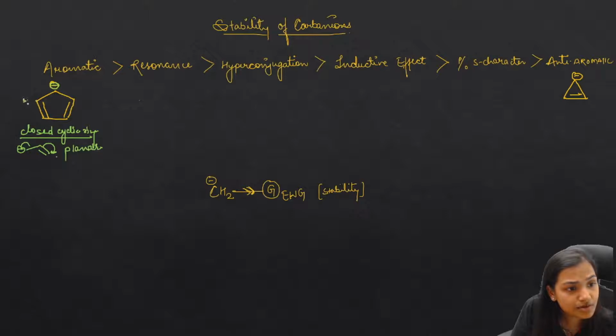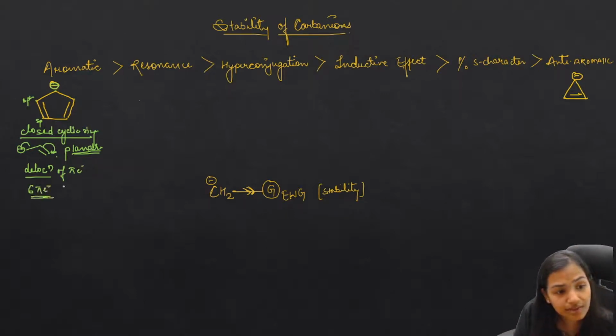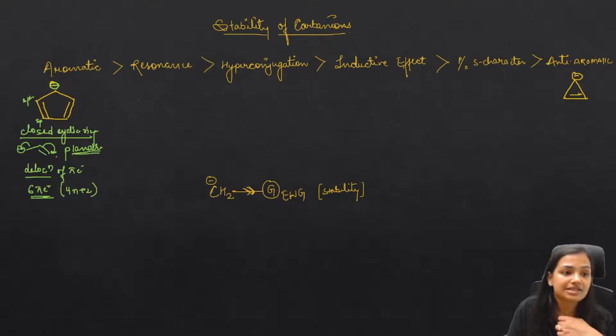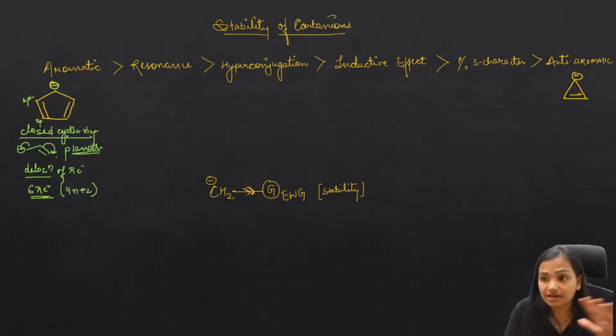These carbons were already sp2, and this negative carbon is also sp2, meaning they are all planar. The second rule is planarity. The third thing is that there must be delocalization. Yes, the pi electrons can easily delocalize throughout the ring, and there are 6 pi electrons, which obeys the 4n plus 2 pi electron rule. Because of this, we can say that this is an aromatic species which is highly stable.